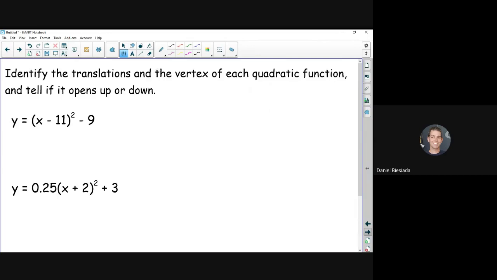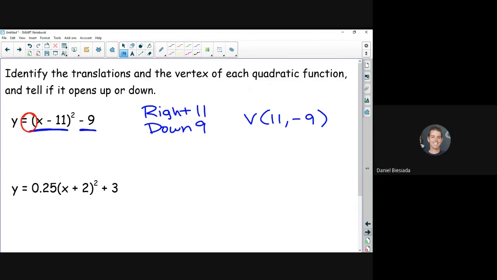We've got x minus 11 squared minus 9. I look at what's inside the parentheses and after. A subtraction inside means I'm going right. And the subtraction outside means we're going down. Right 11, down 9 is going to put me down below. That vertex will be 11, -9. And do I see a negative out front? I do not. Based on that, this one opens up.